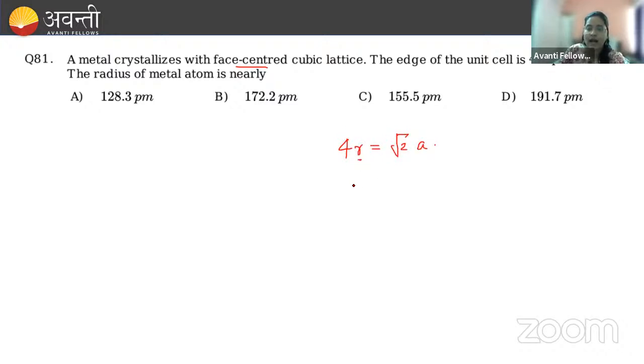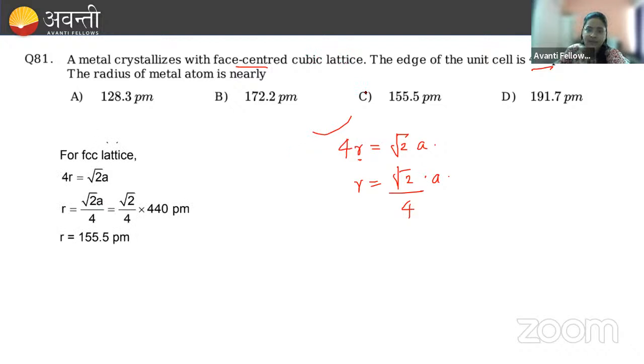So we need to find the R. So R is equal to root 2 by 4 into A. What is the A value? The unit cell edge we have been given is 440 picometer. Just do the simple maths and you will get the answer, right? So this is your formula: 4R is equal to root 2 A, R is equal to root 2 by 4 A. Our answer will be option C, 155.5 picometer. Next question.